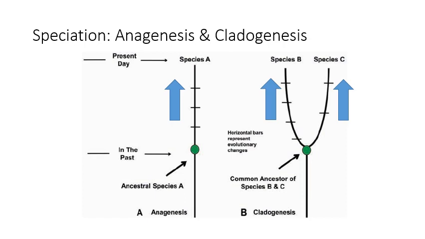Now, species C, they're undergoing their own changes, so these species begin to drift apart and lead to two different species eventually, but with a common ancestor.